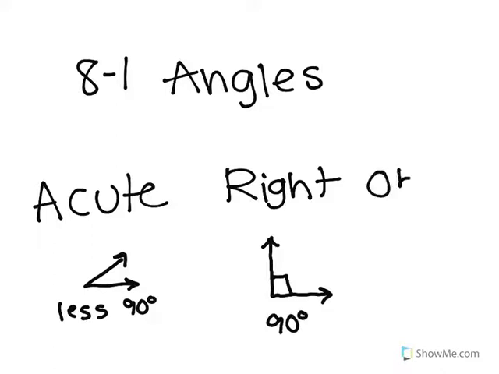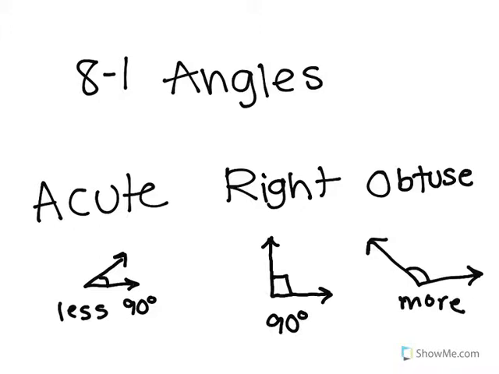Or you can have an obtuse angle, which means it's a very big angle, something like this. And that is more than 90 degrees. So this is a quick little refresher because I know you learned it in 3rd grade. We're just reviewing it again in 4th grade.